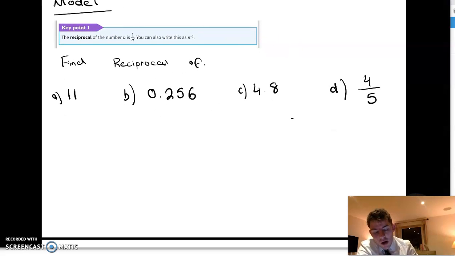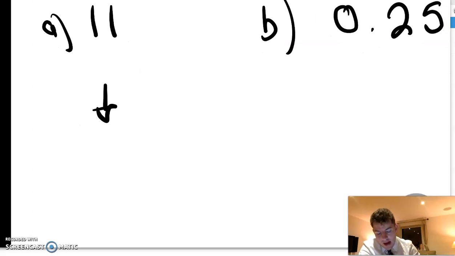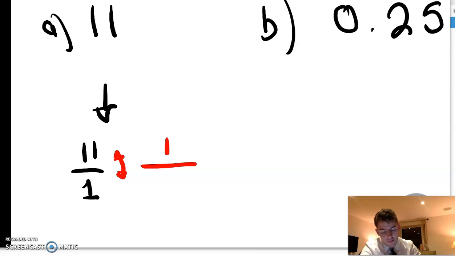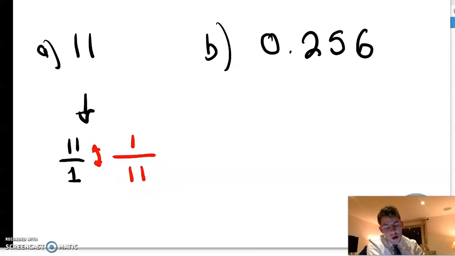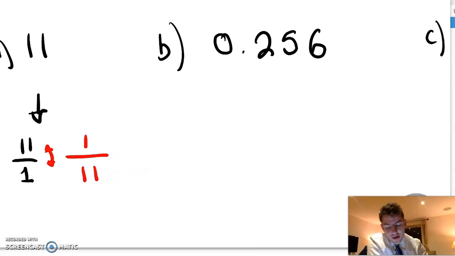So 11, well, any whole number can be written as 11 over 1. The reciprocal, we're just going to flip these numbers. Therefore, the reciprocal of 11 is 1 over 11. Okay, what's the reciprocal of 0.256?